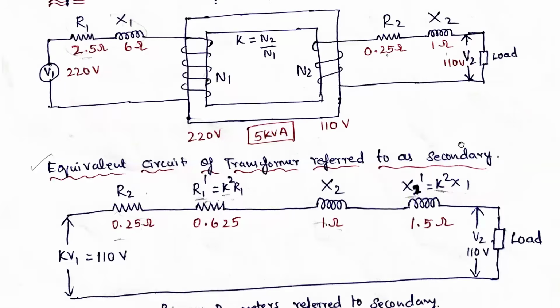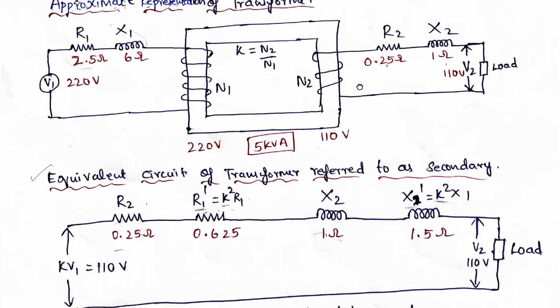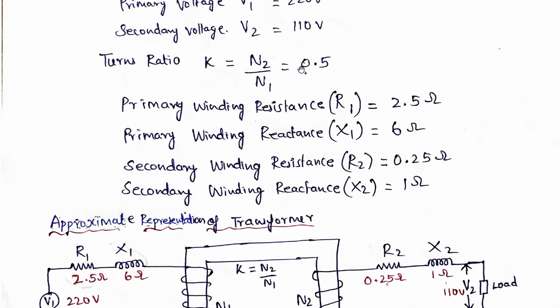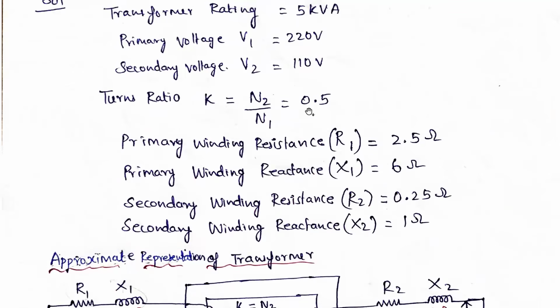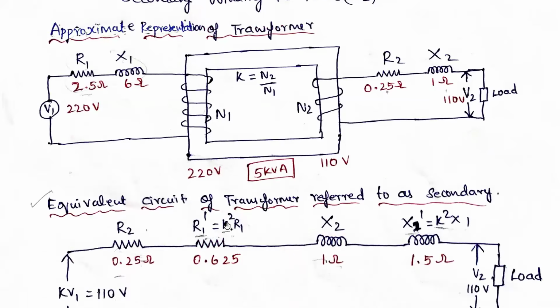So the equivalent circuit of the transformer referred to secondary is, first, R2 I have drawn. Next, with respect to this, R1 moving to this side becomes R1 dash. So R1 dash is equal to K squared into R1. K is given, the transformation ratio is given, that means 0.5. So 0.5 squared into R1.